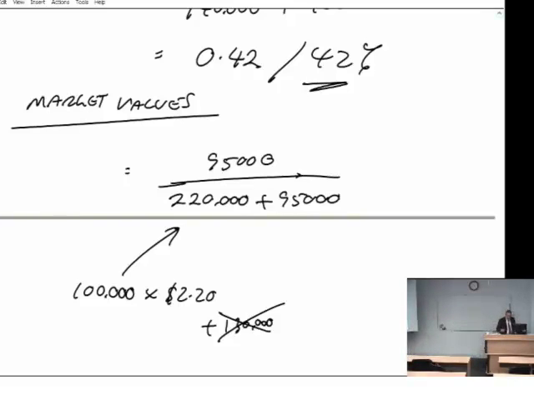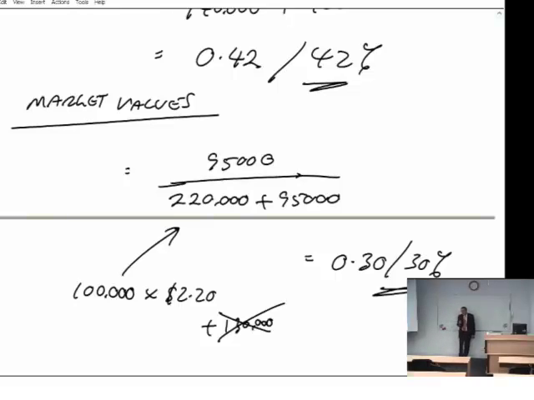However, if he did ask you for the gearing based on market values, what is it? 95 divided by 315. Am I right here? This time I get 0.30 or 30%? Is that right? Now, usually you don't have market values, so you've no choice. It's just balance sheet values.